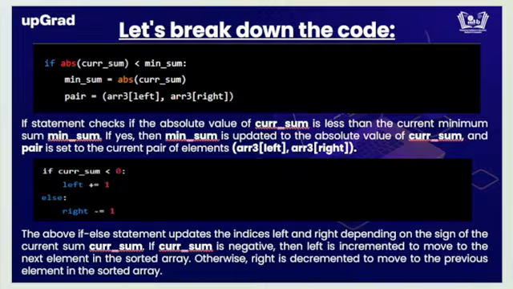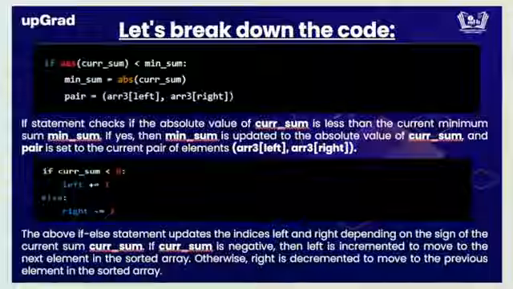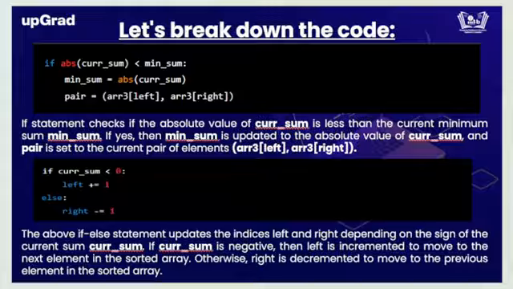We have an if statement also inside the function. The if statement checks if the absolute value of the current sum is lesser than the current minimum sum. If yes, then the minimum sum is updated to the absolute value of the current sum and the pair is set to the current pair of elements.